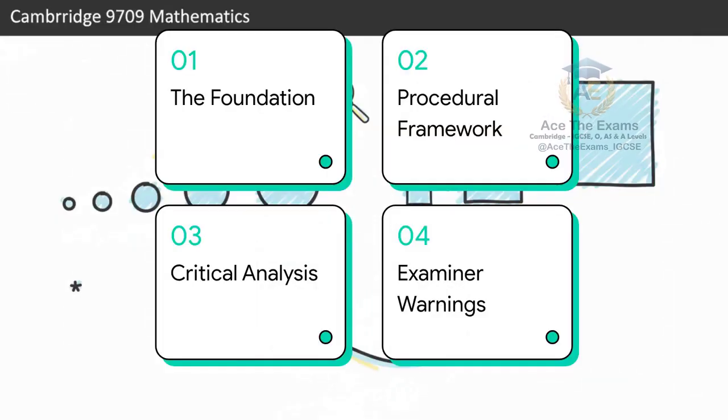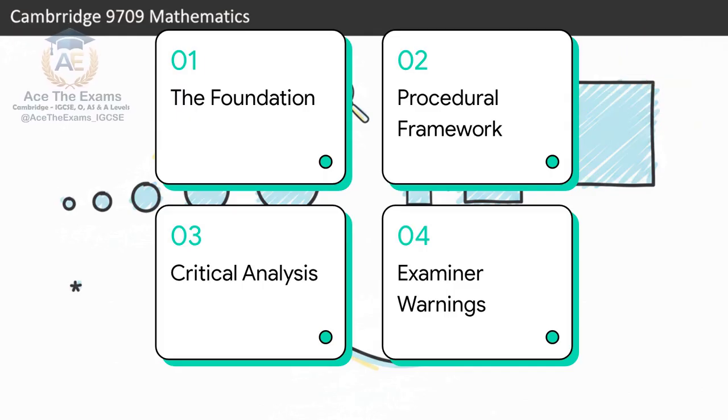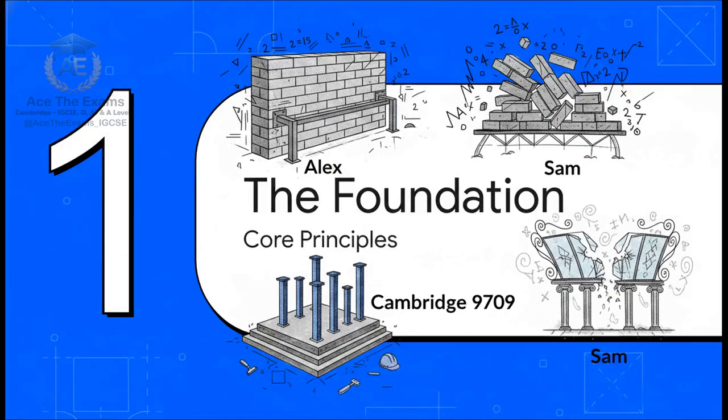Let's quickly review the master blueprint agenda for today's build. We are breaking this construction down into 4 distinct phases. First up, the foundation, core principles. Second, the procedural technical framework. Third, critical analysis and evaluation. And we finish up with phase 4, examiner warnings and stress tests. All right, let's fire up the drafting screen and move straight into phase 1, the foundation core principles.